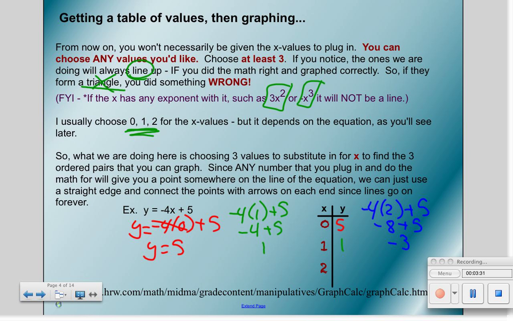Now I have a table of values. Really, these are just like 3 points. There's my 3 ordered pairs. I chose the x values, and you can choose any x values you want, but I have to do the math to find out the y value that goes with it. Okay? All right, now let's see if this works.